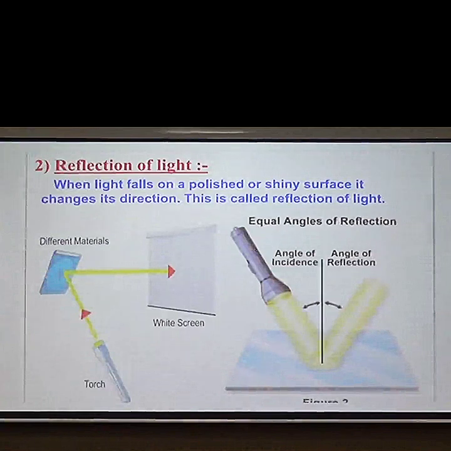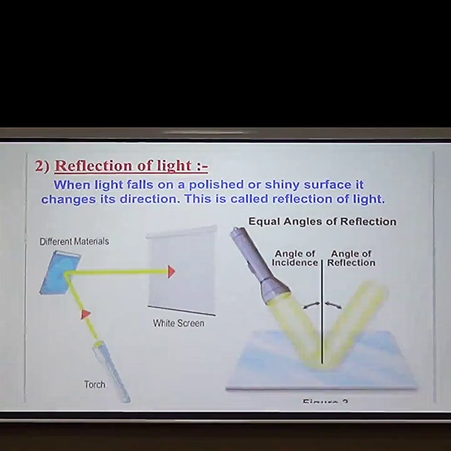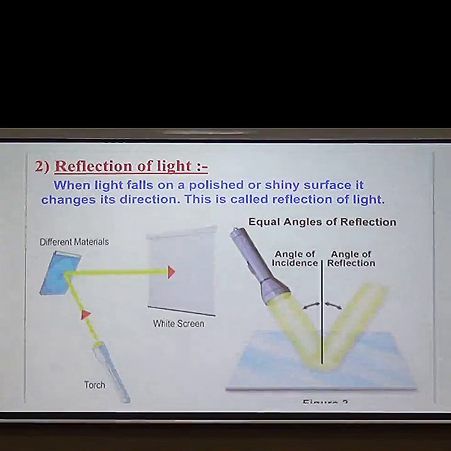Reflection of light is when light falls on a polished or shiny surface, it changes its direction. This is called reflection of light. We see the reflection of light through a plane mirror. We see a reflection of light through cardboard also. So whenever an opaque object comes in the path of light, light always reflects.